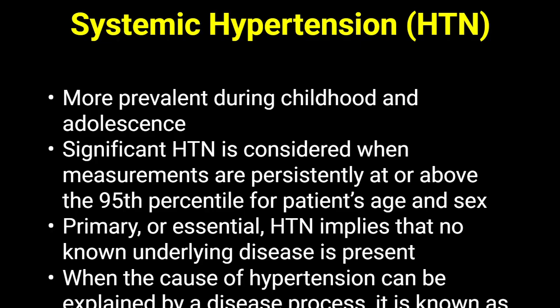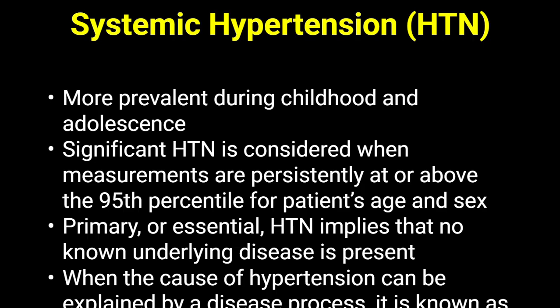Hypertension is more prevalent during childhood and adolescence than many people realize. Significant HTN is considered when measurements are persistently at or above the 95th percentile for the patient's age and sex. This is why we use pediatric-specific blood pressure charts. We don't use adult cutoffs.